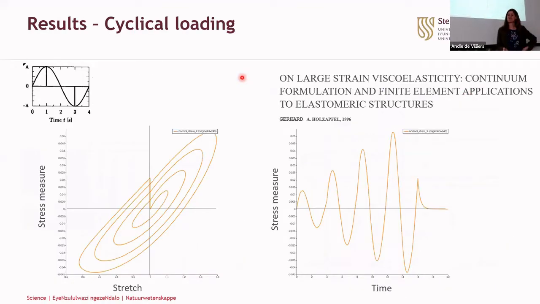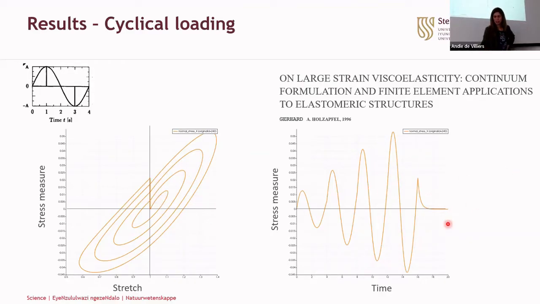Okay, the second benchmark example is cyclical loading. So we take the same block and we now subject it to cyclical displacement boundary conditions, with this amplitude increasing for each cycle. And here we can see a stress measure plotted against a strain measure. It captures the hysteresis very nicely. What hysteresis is, is that in loading and unloading, the material follows different curves. So in elasticity, you'd have the same curve. As you unload the material, it will go through the same path.